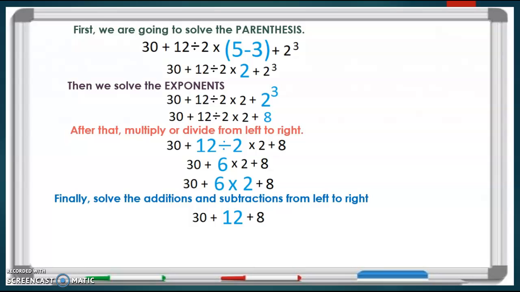Finally, we solve the addition and subtractions from left to right. Our first operation is 30 plus 12 equals 42. And then 42 plus 8 equals 50. And we finish our exercise.